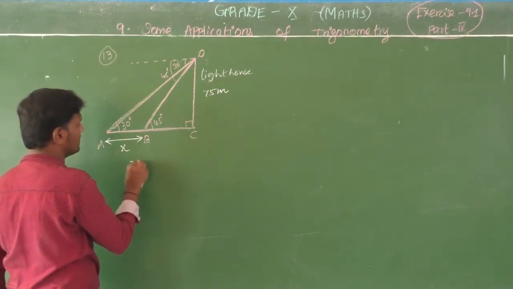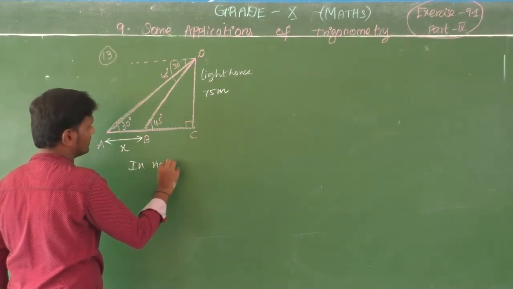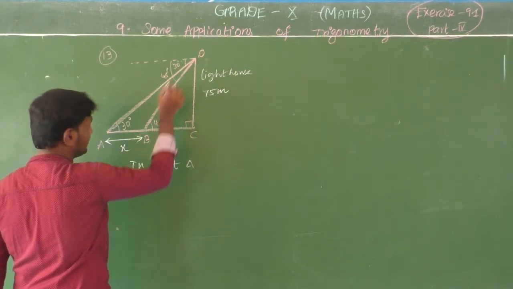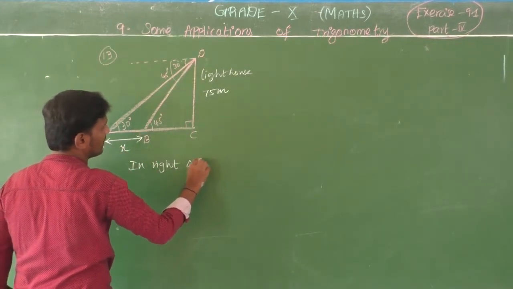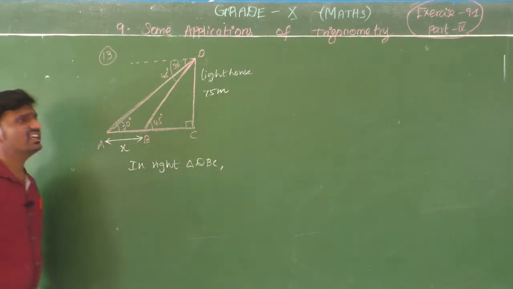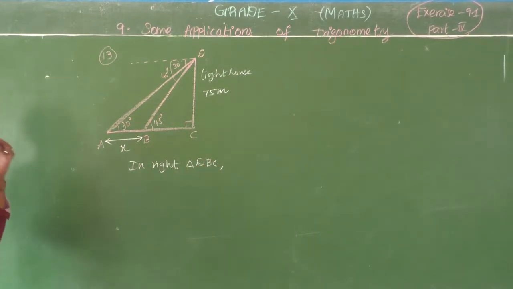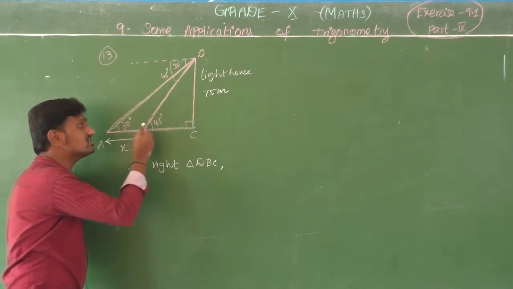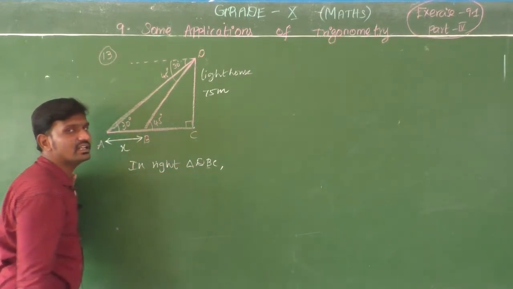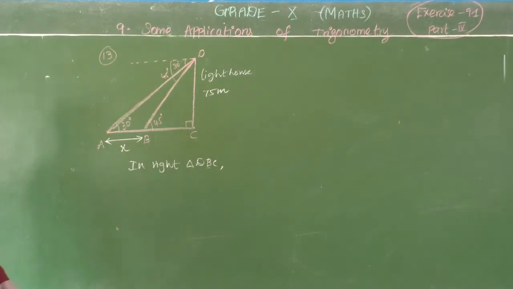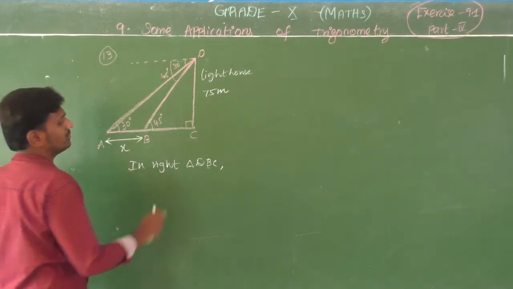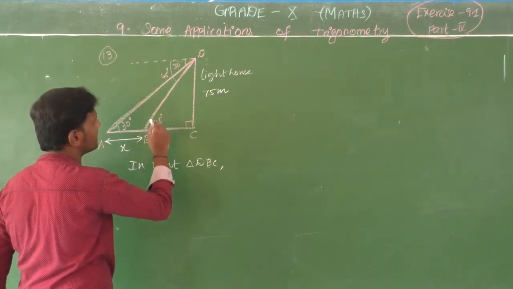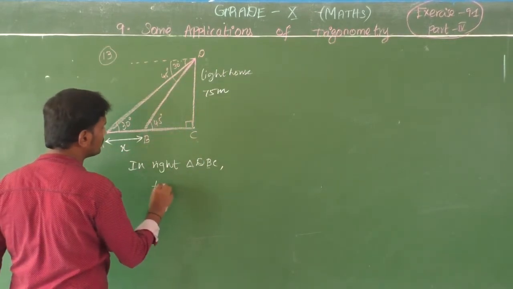Okay. Yes. Now, in right triangle DBC. Here, the right angle is not a problem, but whichever angle is given, 30 degree, 45 degree, 60 degree, based on that only we want to take it. Okay? Yes. Now, in right triangle DBC, here also I am going to take tan theta.